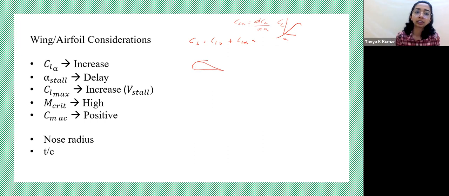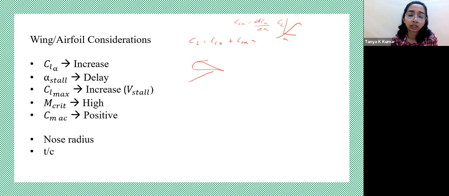So it is beneficial for us to delay this alpha stall as far as possible. So delay the flow separation as much as possible. That is, maybe have it here or maybe have it at a higher angle of attack. So that is another parameter that we need to take into consideration while choosing the airfoil wing cross section.